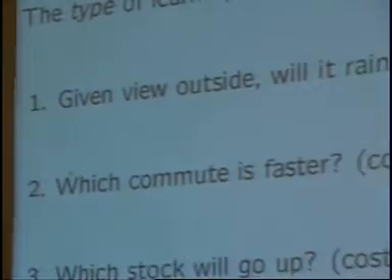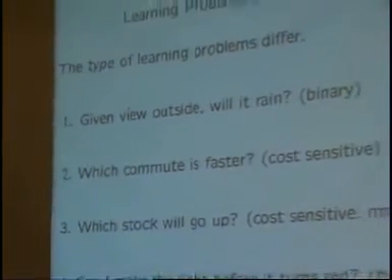Okay, so learning problems. There's a lot of different kinds of learning problems. There's sort of binary ones. Is it raining outside or not? There are cost-sensitive ones, like which commute is faster. A number of people are actually commuting. Some people claim that they're commuting 2 hours per day to see this talk.